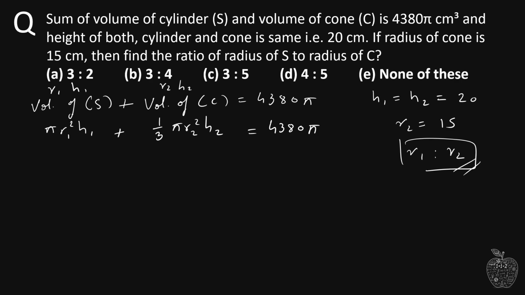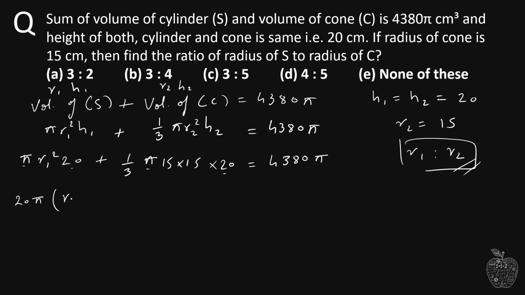So let's substitute these values over here. We get pi r1, we don't know, so we'll write r1 square, h1 is 20, plus 1 by 3 pi, r2 is given to us as 15, so 15 square I'll write as 15 into 15, and h2 is again 20, is equal to 4380 pi. Now what we'll do is take pi and this 20 common, so we get 20 pi outside, and in the bracket we are left with r1 square plus, here 3 5s are 15 and 15 5s are 75, so r1 square plus 75 is remaining, is equal to 4380 pi.